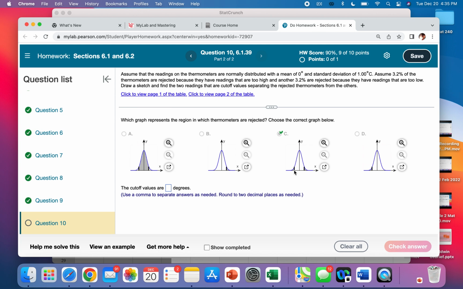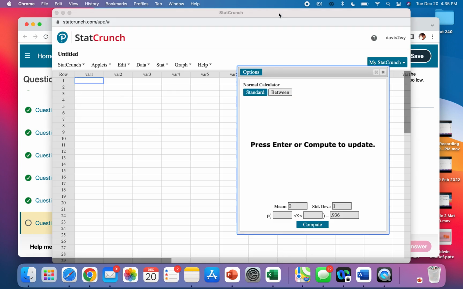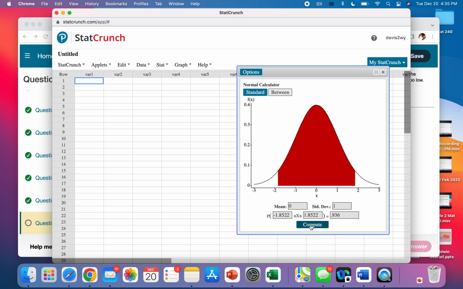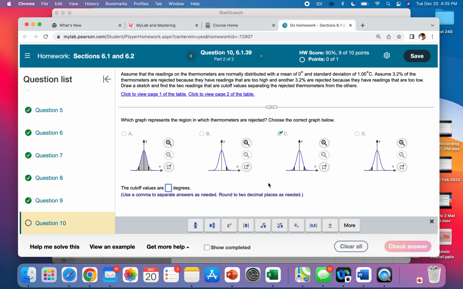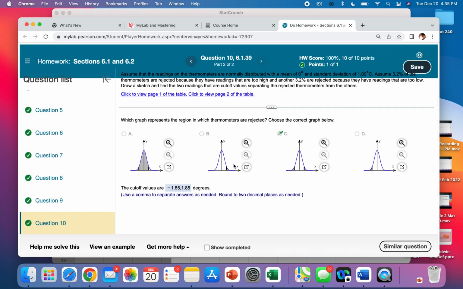So let's go back to C. Each gray section is 3.2%. So the two gray sections is 3.2 plus 3.2 is 6.4%. So that means the unshaded section is 100% minus 6.4% is 93.6%. So that area in between is 0.936. Okay, so that gives us the two z-scores, minus 1.85 and positive 1.85. Okay, now it says use a comma, so negative 1.85, comma, positive 1.85. Okay, that's how you can use StatCrunch to work our homework problems.